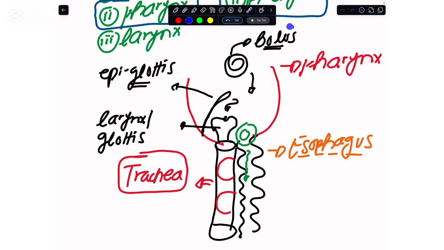When you ingest food, this flap-like cartilage that we refer to as the epiglottis covers up the larynx, or the trachea. As a result, this bolus goes directly into the esophagus without passing into the airways or the trachea. But in some cases small food particles get an entry into the trachea, and at that time my body initiates very vigorous coughing, which tries to eliminate any food particles within the trachea.